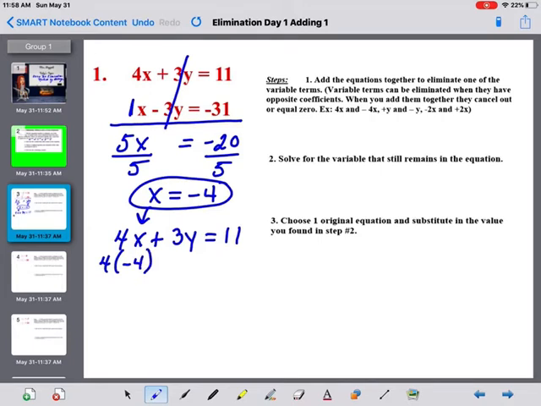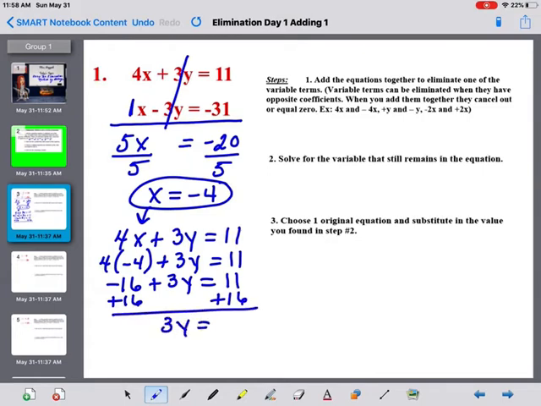So now I have 4 times negative 4 plus 3y equals 11. I'm going to simplify by multiplying 4 by negative 4 to get negative 16. I'm going to recopy the rest of the equation, and now I have a two-step equation to solve. First step would be to add 16 on both sides. And my last step would be to divide both sides by 3. So I get y equals 9.